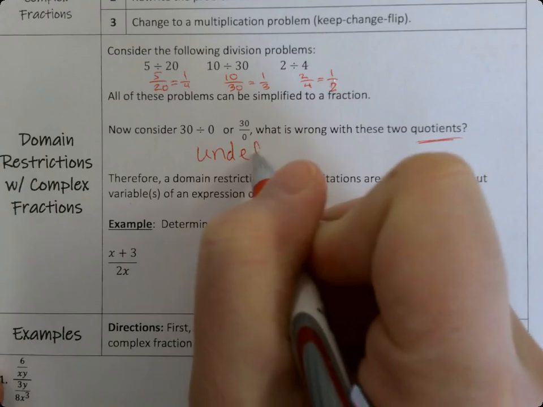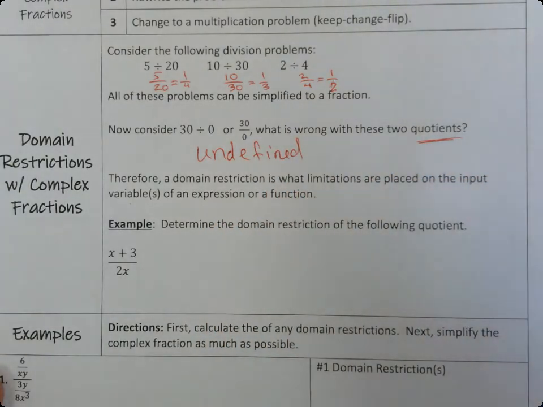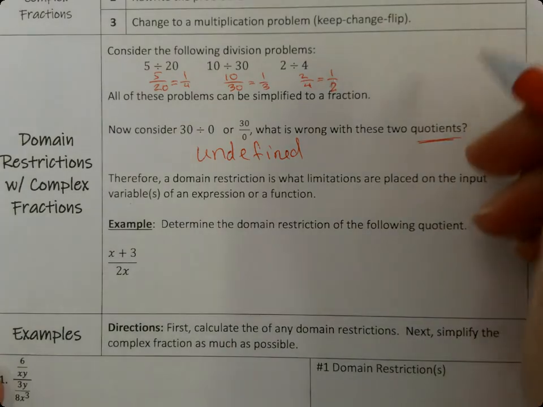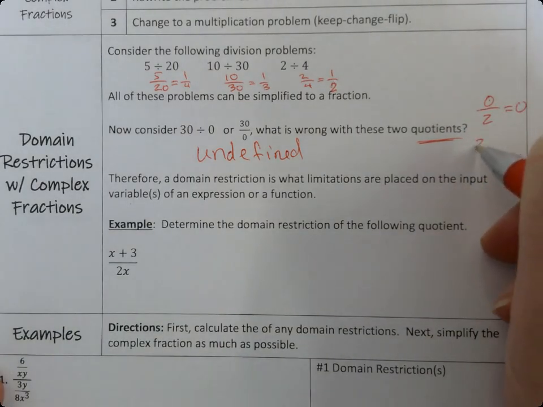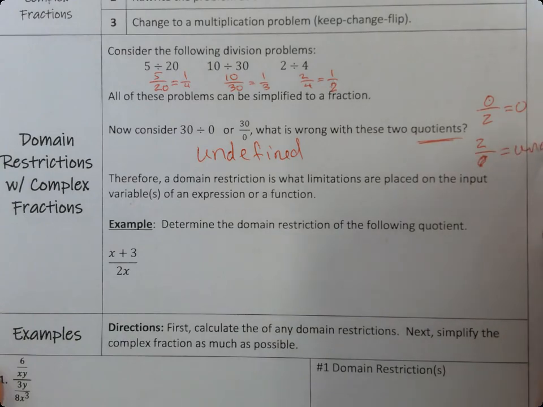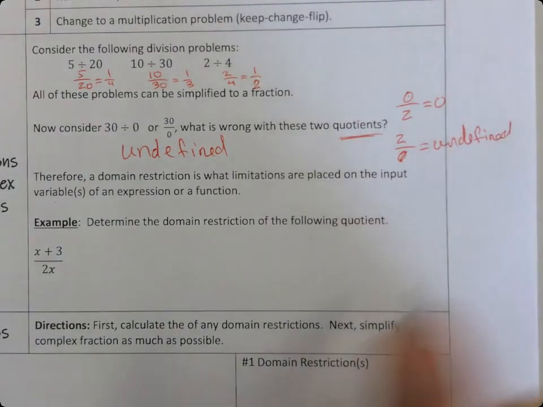Undefined. Just like the slope of a vertical line is undefined because you have a rise of 1 and a run of 0, and you can't divide by 0. So I can have 0 over 2. That's 0. But I can't have 2 over 0. That is undefined. Okay? So can't divide by 0.